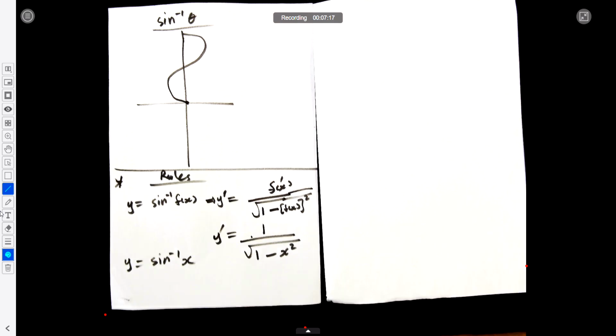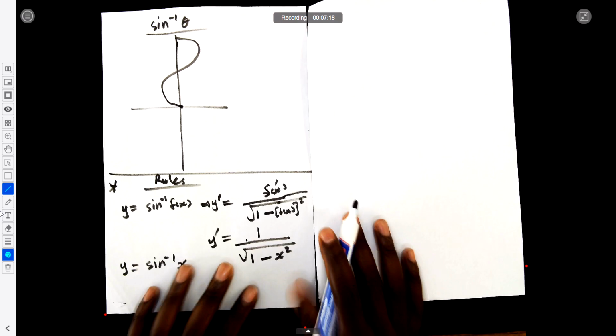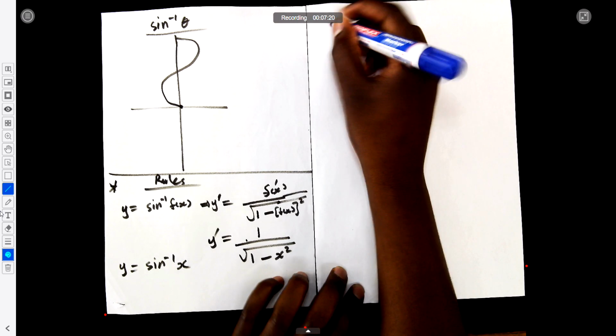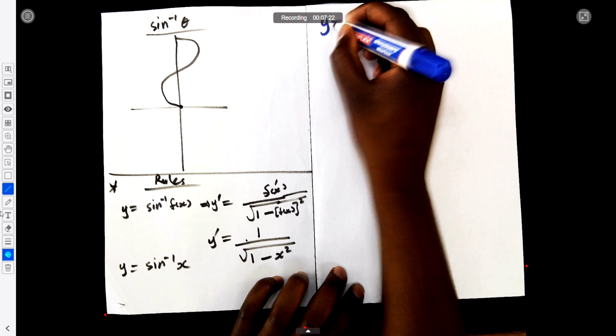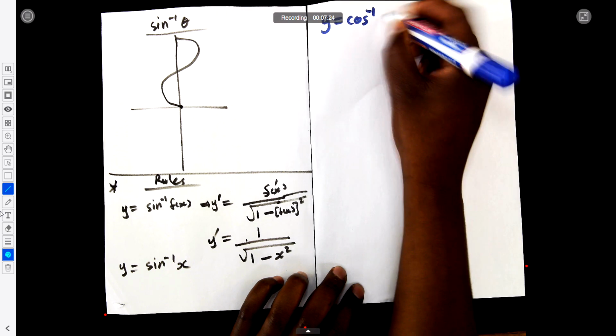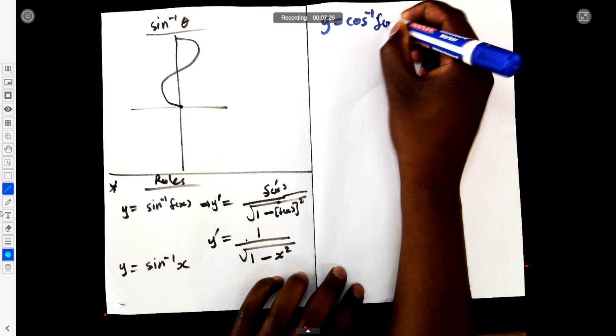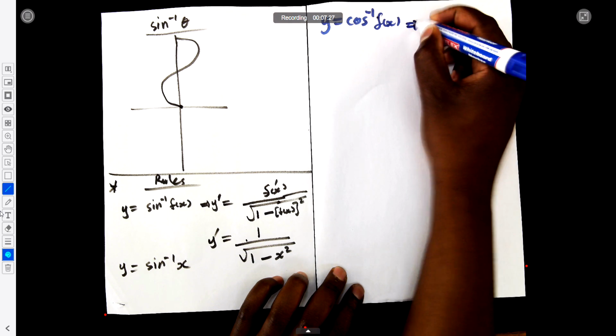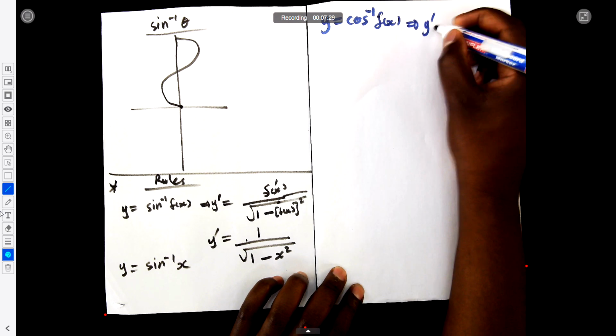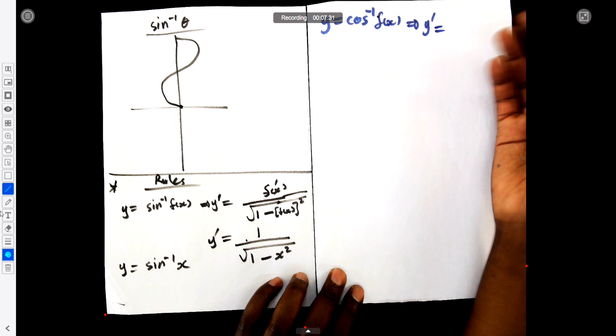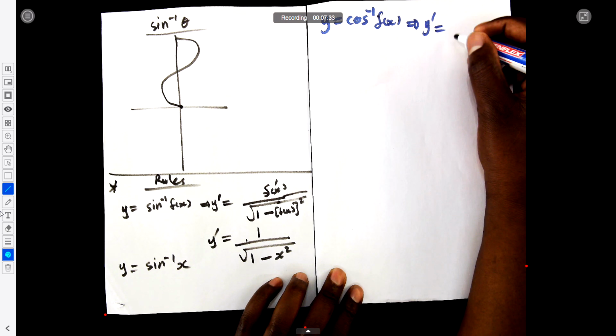Okay, so let's look into, let's say we want to differentiate arc cos f of x, not cos. So the derivative of arc cos f of x will be equal to... it's similar to the arc sine.